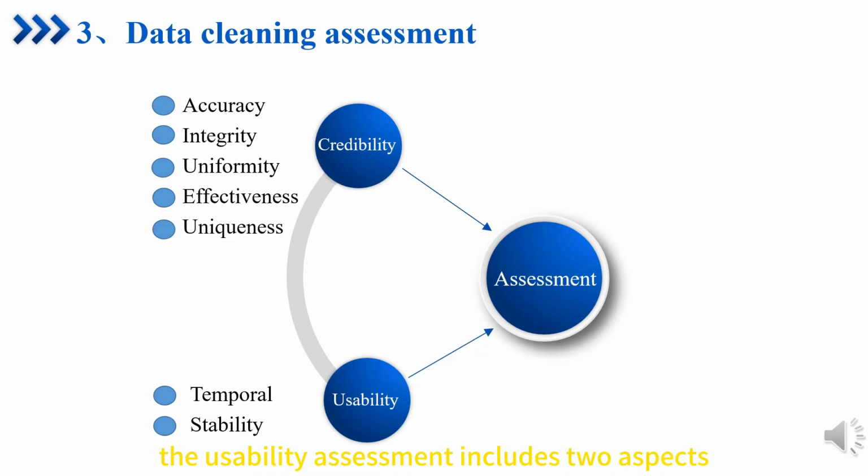The usability assessment includes two aspects: timeliness and stability. The timeliness aspect requires checking whether the data is current or historical, while the stability aspect focuses on whether the data is within its valid period.